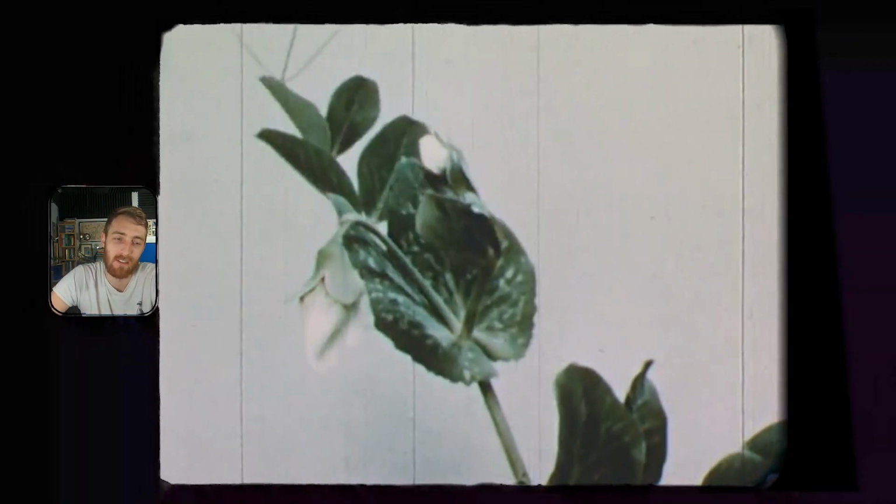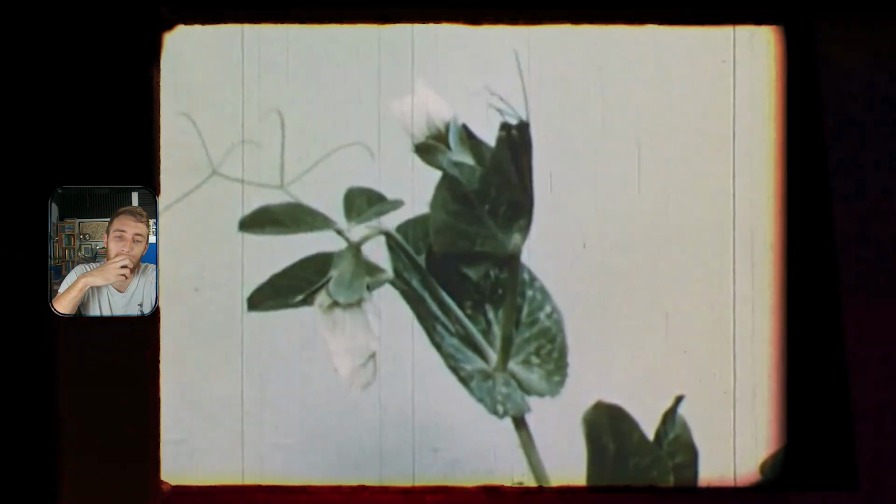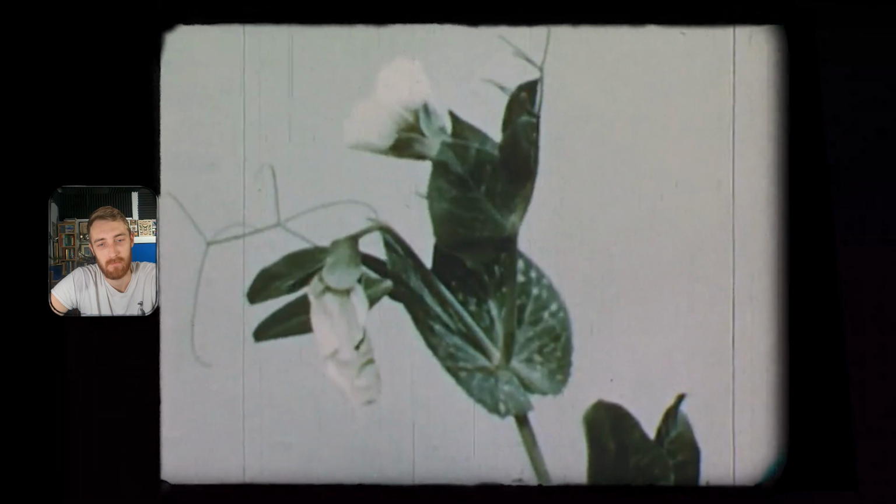One part of the developing flower is the young pod, which is growing here. The pod is the fruit of the pea.